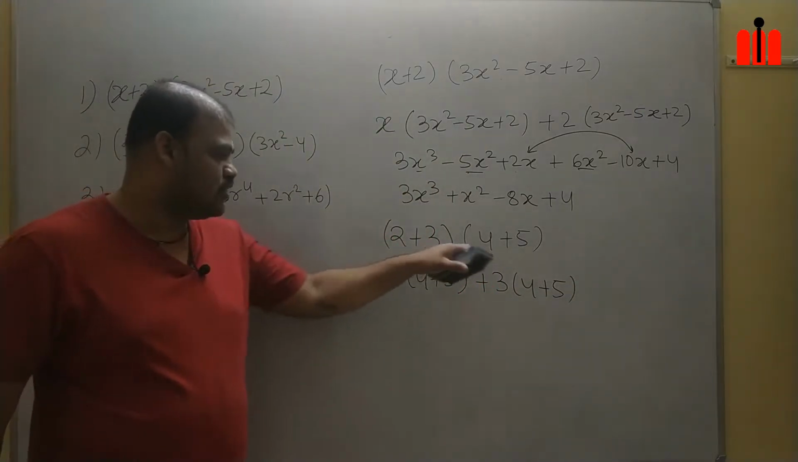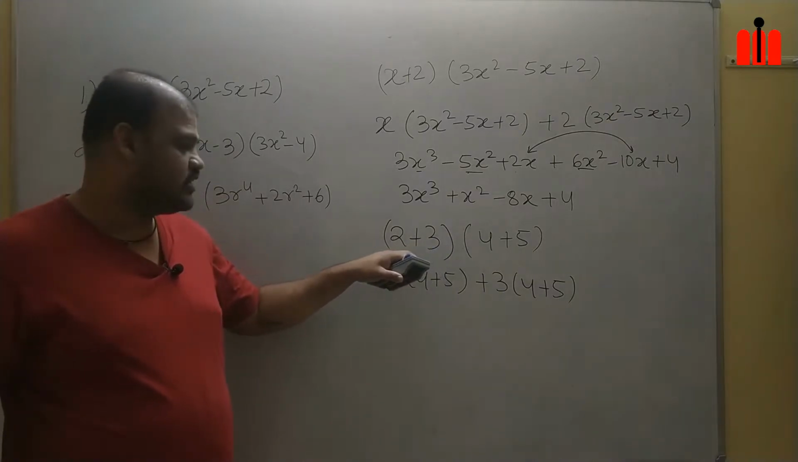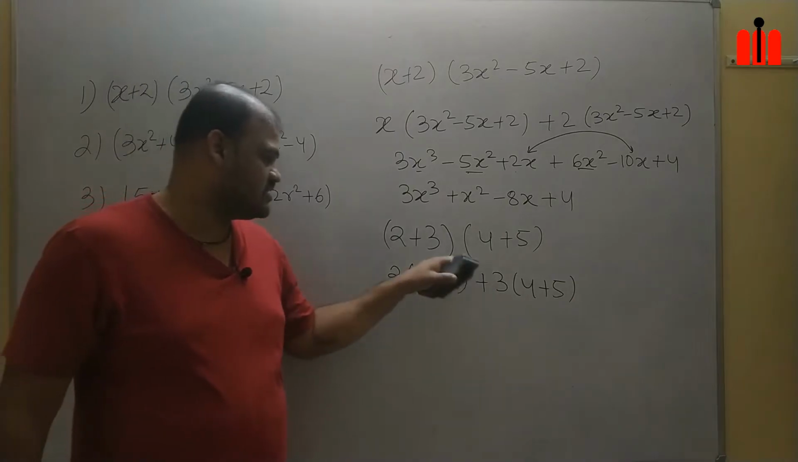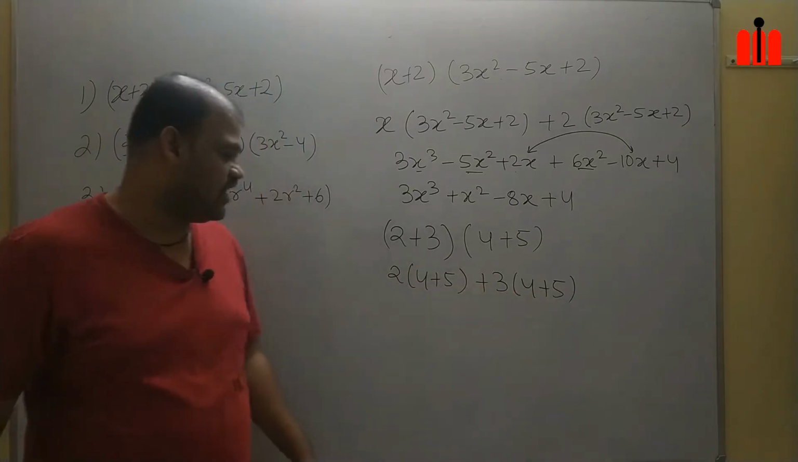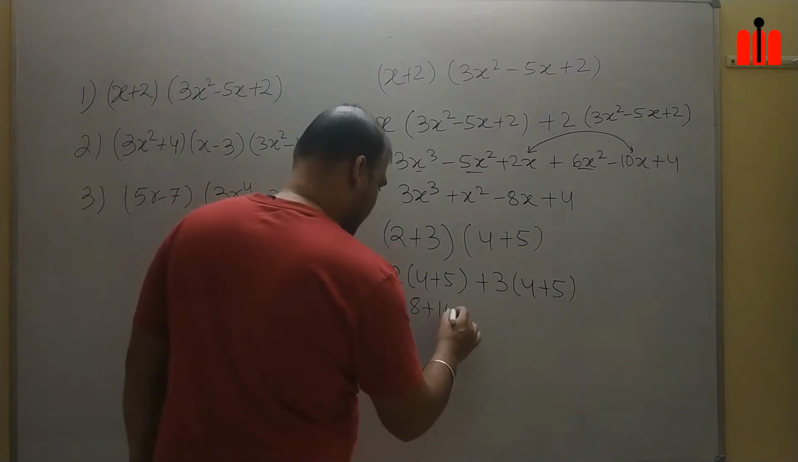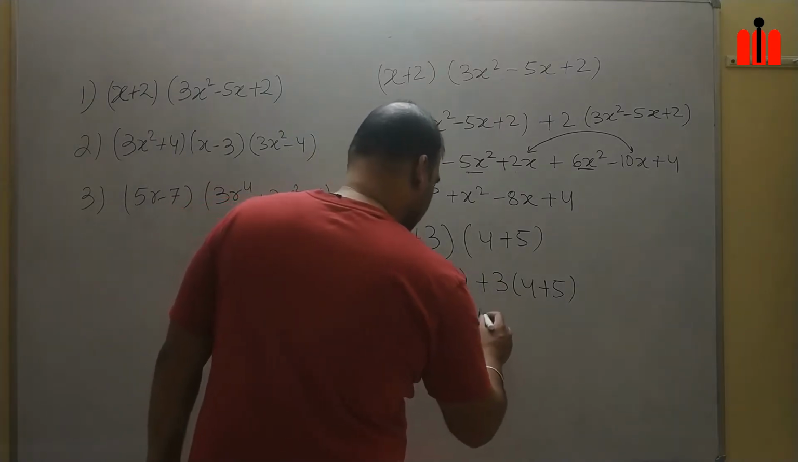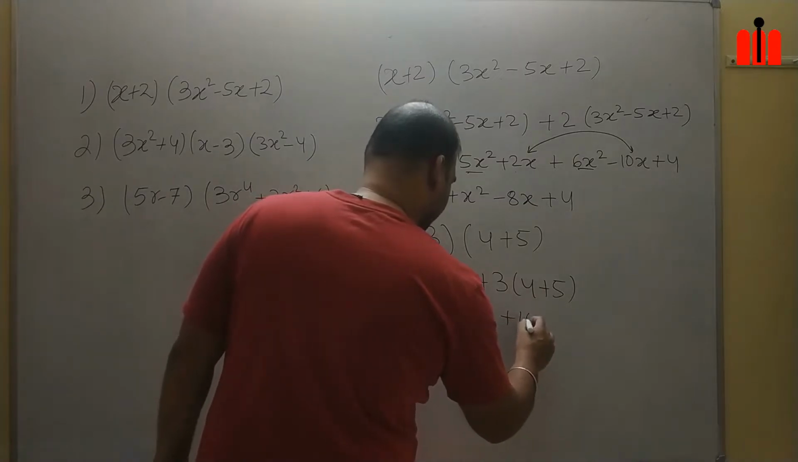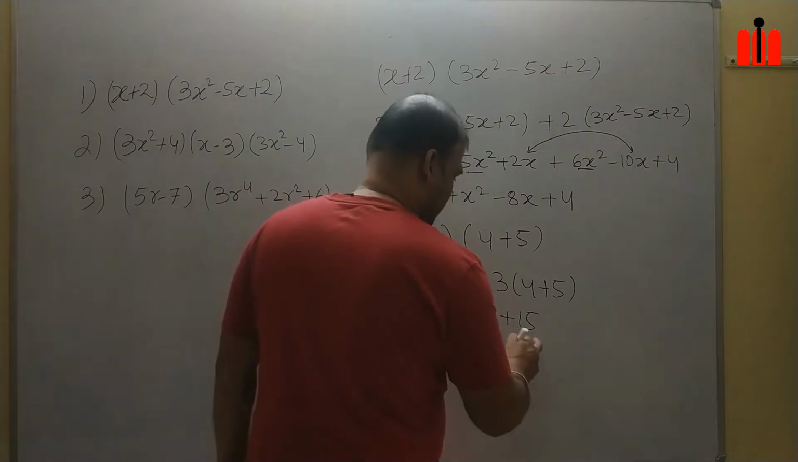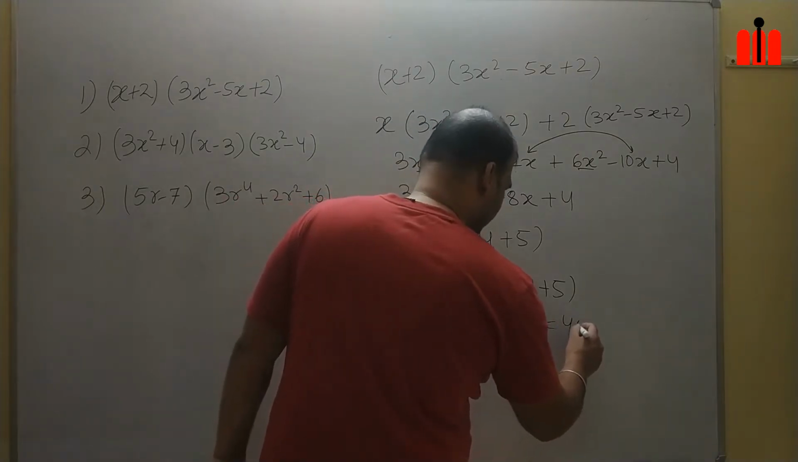We break this bracket, so it will be 2 into 4 plus 5 plus 3 into 4 plus 5. So 2 4s are 8, plus 2 5s are 10, plus 3 4s are 12, plus 3 5s are 15. So 8 plus 10 is 18, 18 plus 12 is 30, 30 plus 15 is 45.